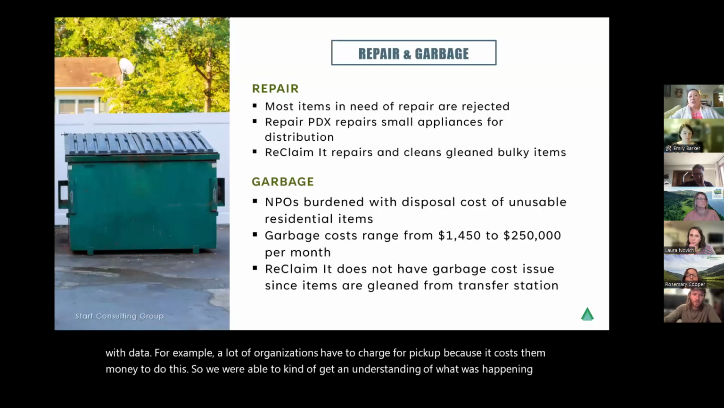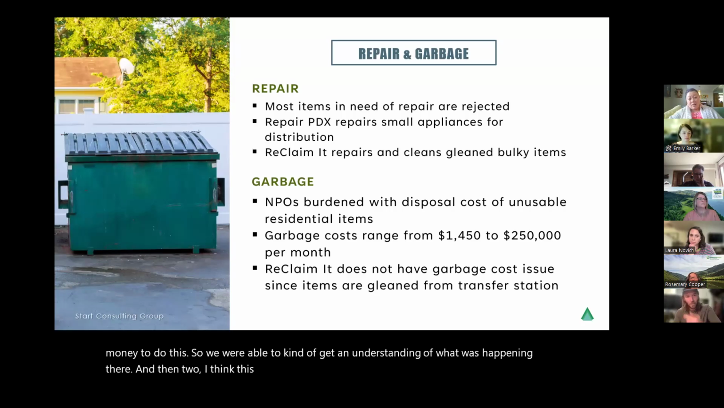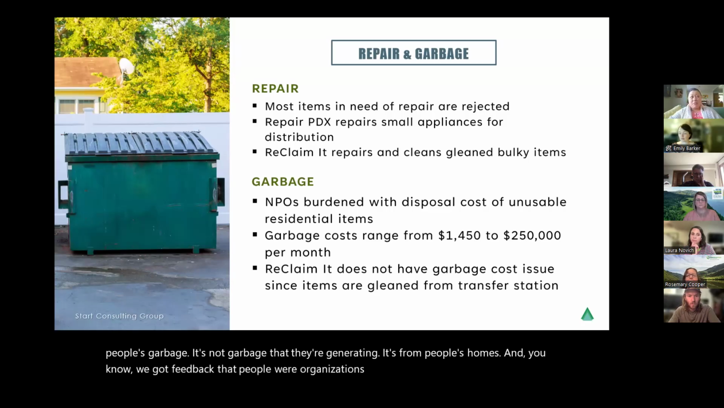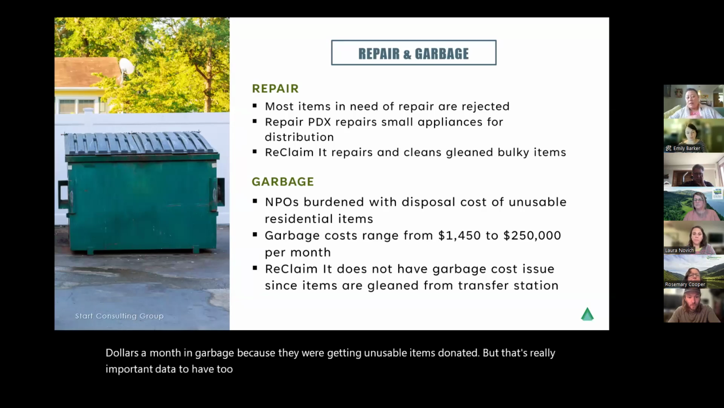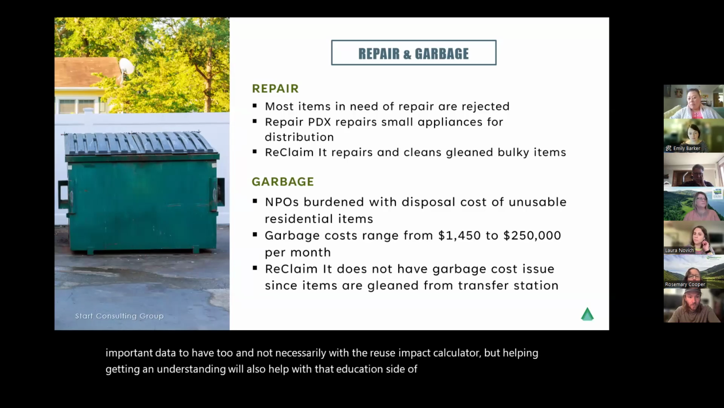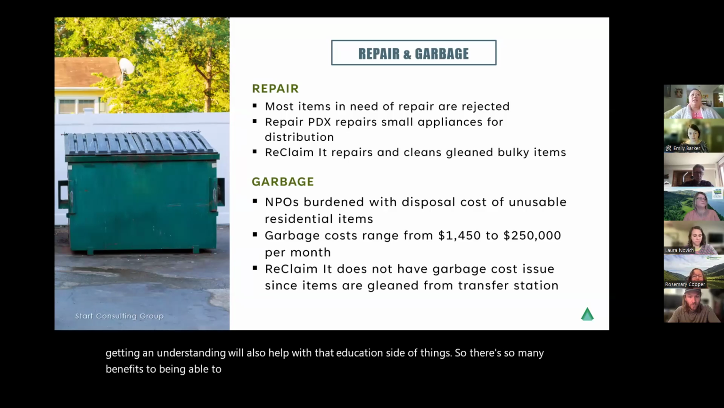And then, I think this is really important. A lot of times organizations get saddled with people's garbage. It's not garbage that they're generating, it's from people's homes. And we got feedback that organizations were paying anywhere from $1,400 a month to $250,000 a month in garbage because they were getting unusable items donated. But that's really important data to have too, and not necessarily with the reuse impact calculator, but getting an understanding will also help with the education side of things. So there are so many benefits to being able to collect this data.